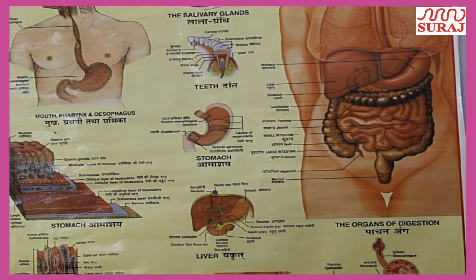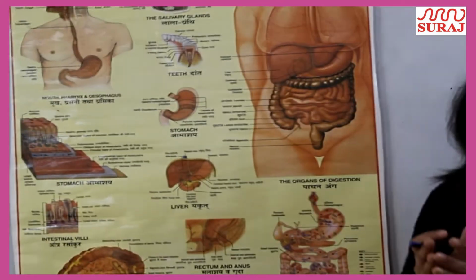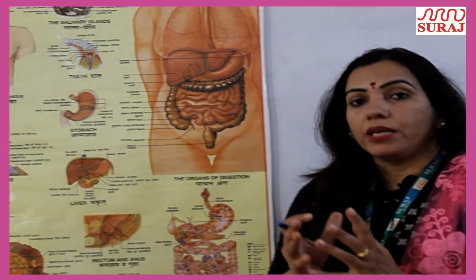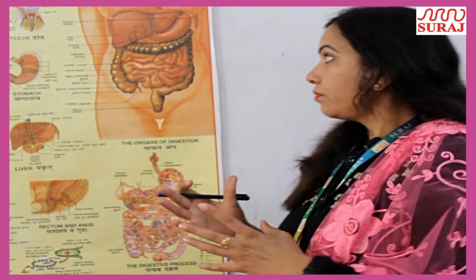And the last is the digestive juices. Different digestive juices are present inside the stomach which help in the digestion of different nutrients, mainly proteins. Proteins are converted into amino acids. Proteins are the complex substances and amino acids are the simple substances.